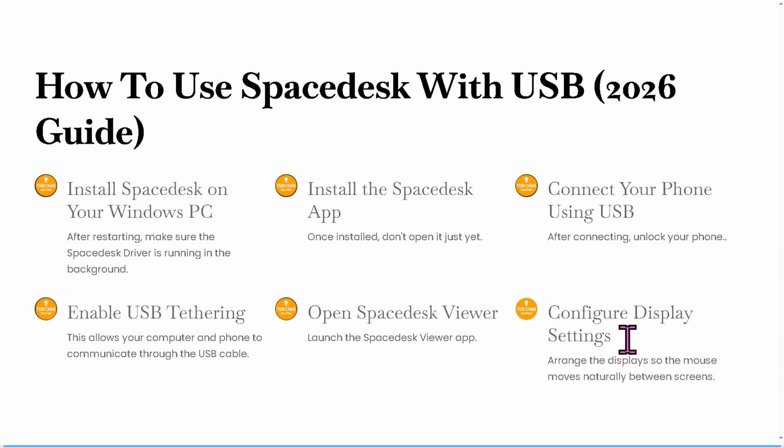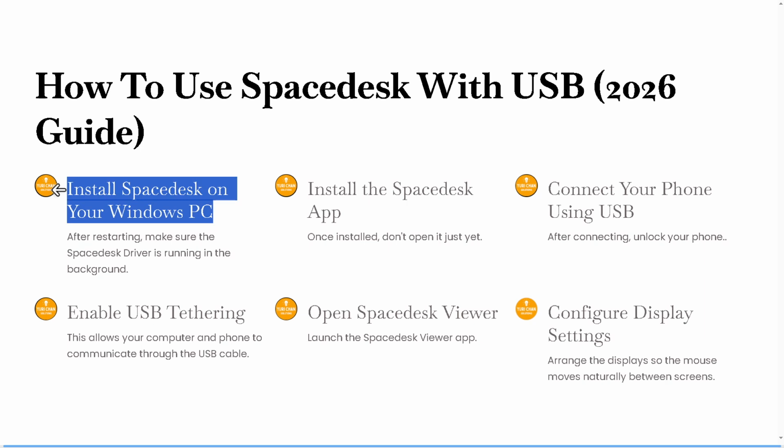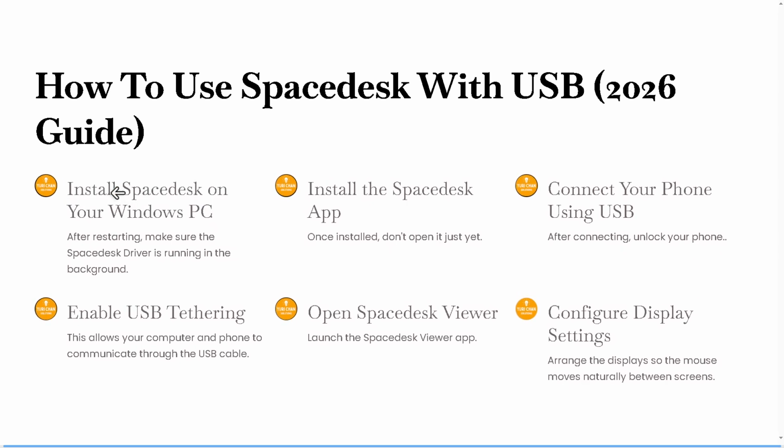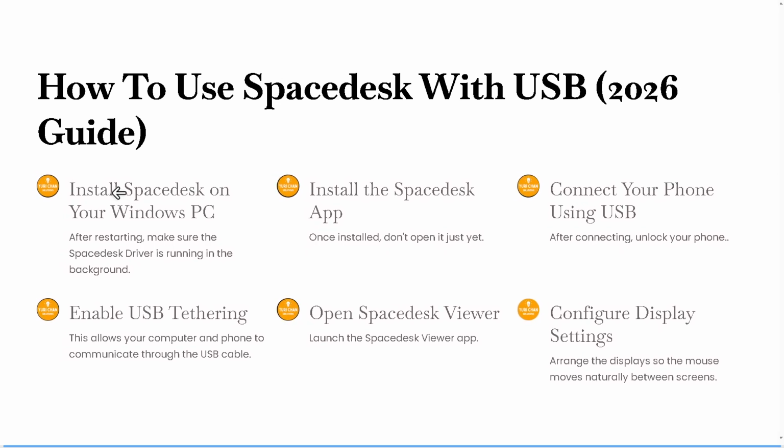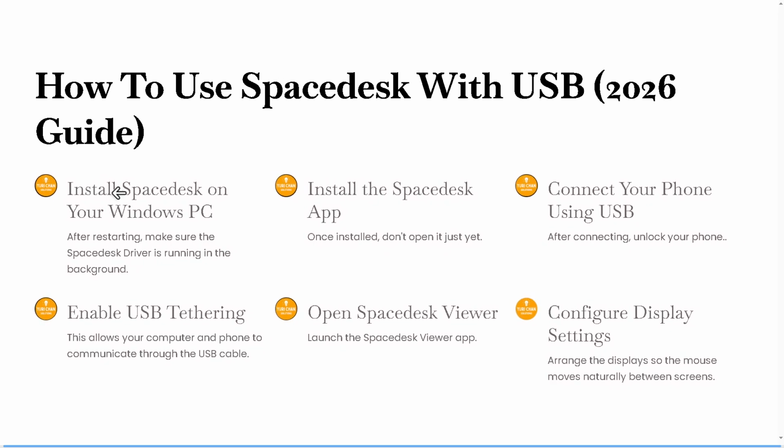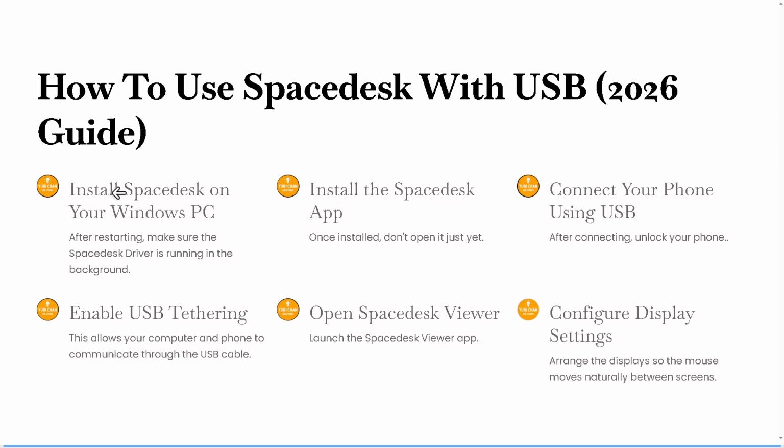Now, if your PC doesn't appear, verify the Spacedesk Driver is running. Okay, so make sure that USB tethering is enabled. Try reconnecting the USB cable and restart both devices. I want you to update the Spacedesk Driver and Android app, and try another USB cable if the connection is unstable. And of course, check whether your firewall is blocking Spacedesk. These steps solve most connection problems.